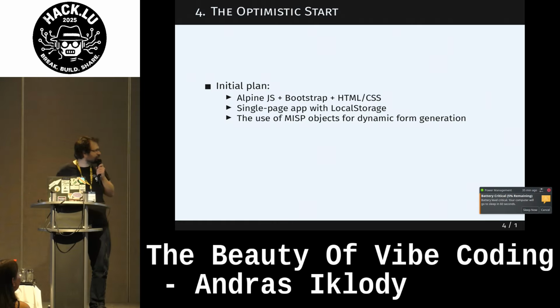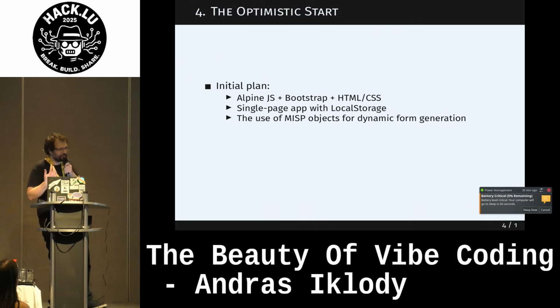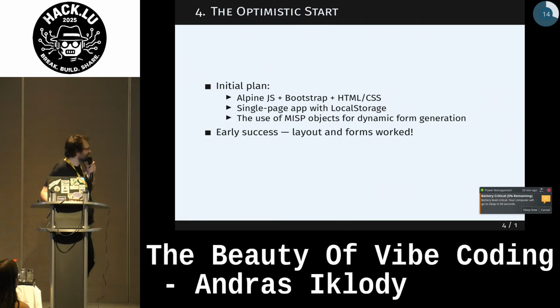The other requirement was to use MISP objects for generating dynamic forms. So this also prompted Alpine.js as the choice. Apparently, it's a lightweight format that is good with dynamic forms. I took ChatGPT's word for it.